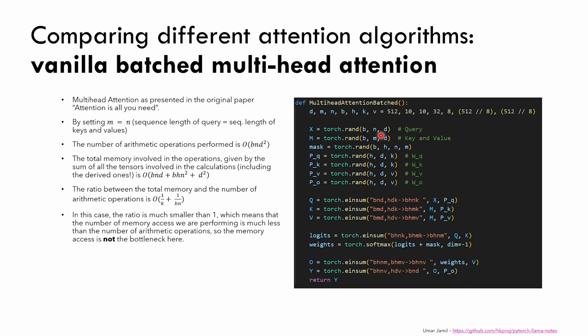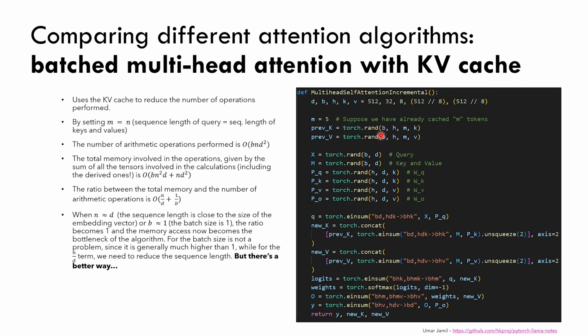And as you saw before, when we introduced the KV cache, the problem we were trying to solve was the number of computations. But by introducing the KV cache, we created a new bottleneck, and it's not the computation anymore.